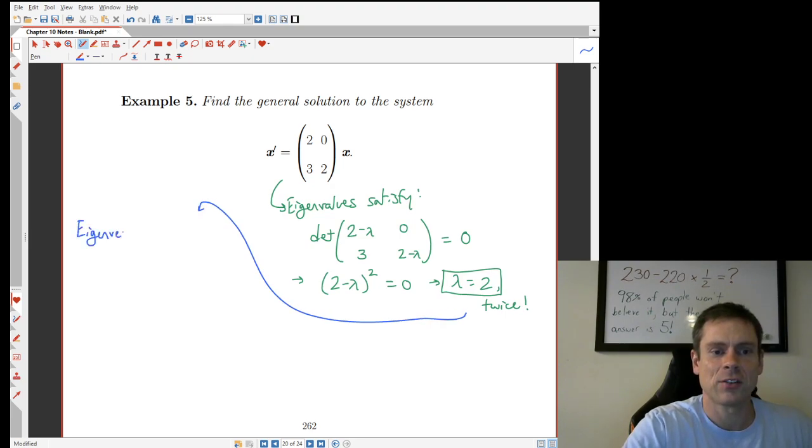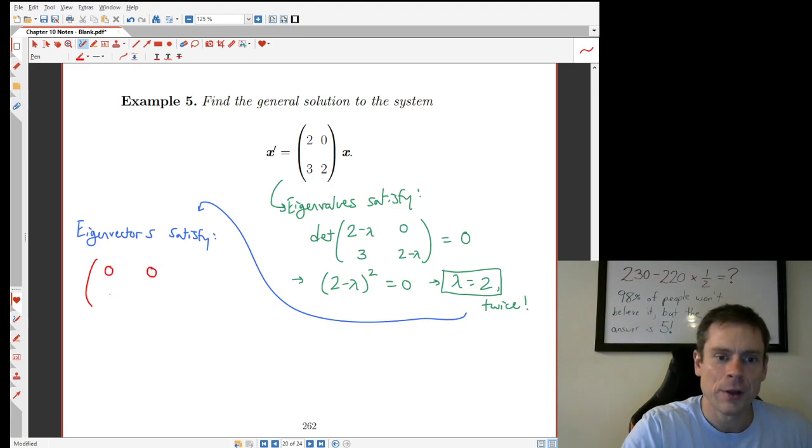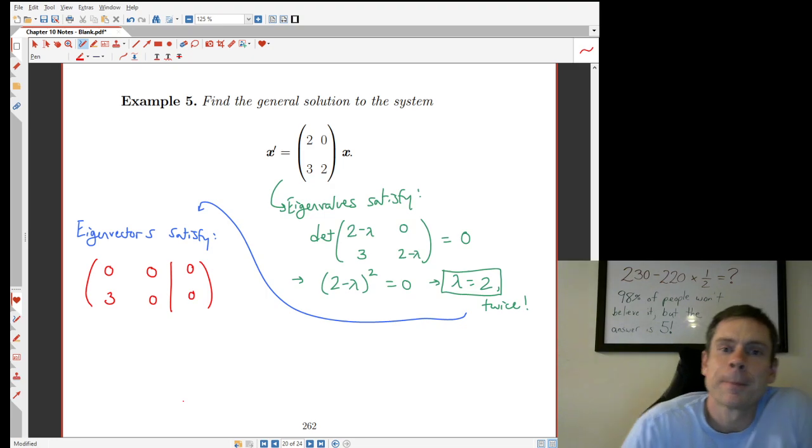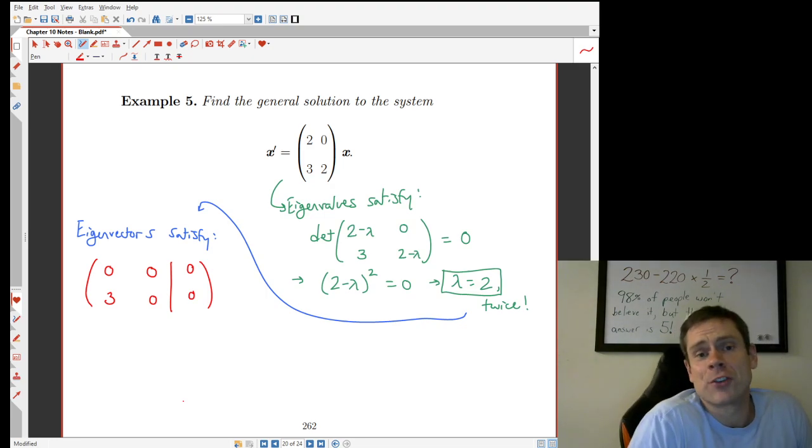So eigenvectors satisfy... And so we're going to go through and plug in that 2. I'm not going to write down the A minus, we know what it is. I'm going to plug in 2 into this matrix, and we get 0, 0, 3, 0 with a 0, 0. And you can see that unlike last time, we don't just have zeros everywhere. We have a little bit of structure here.